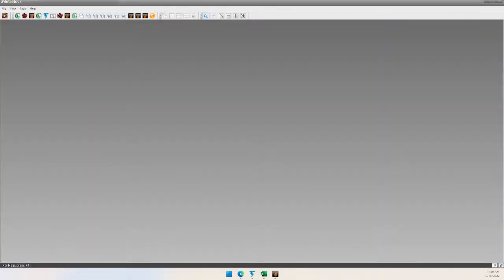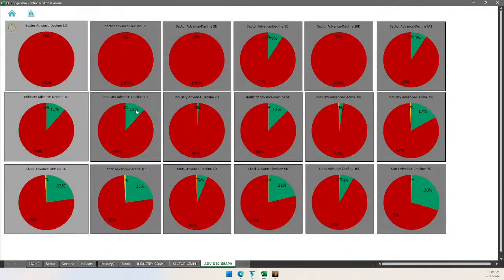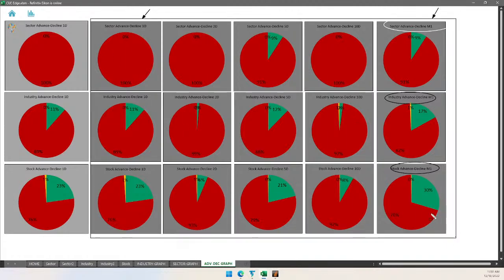Now let's continue our breadth analysis using Q edge. Is the market oversold if we look from a few other angles? That is, say, sector, industry, stock, advance decline breadth from 1 month to 1 day. Yes, it is oversold. Everything is red and too much red. All across sector, industry, stock, advance decline. This is a pattern that is oversold.